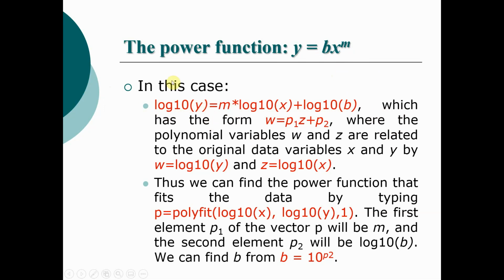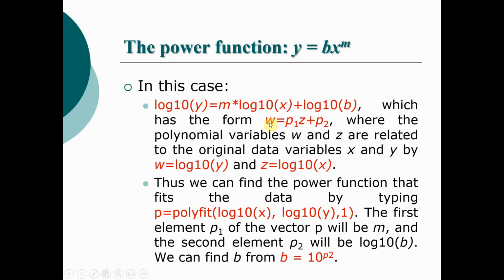By renaming this one as W, and renaming this one as Z, then we have a linear relationship between W and Z, right? Where P1 is going to be the slope of the line, which is the same as m that we wanted to find, and P2 is log10 of b.